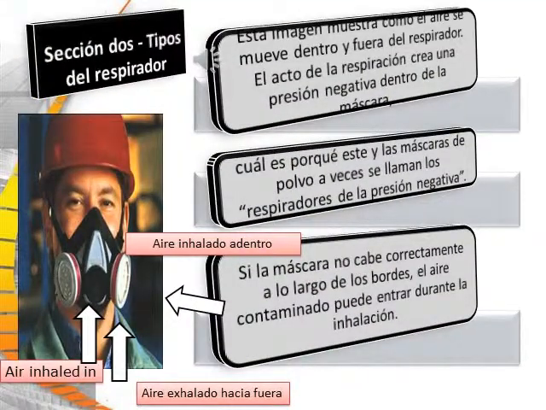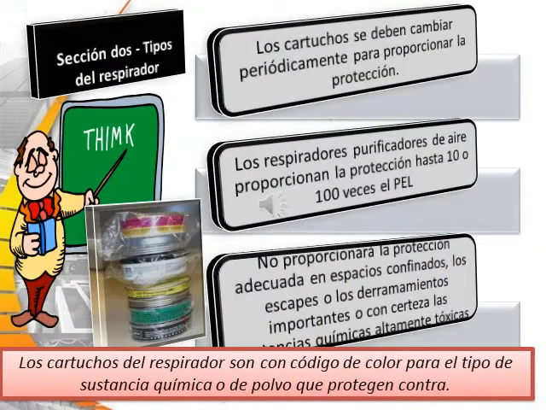This picture shows air moving in and out of the respirator. The active breathing creates a negative pressure inside the mask, which is why these and dust masks are sometimes called negative pressure respirators. If the mask does not fit properly along the edges, contaminated air can enter during inhalation. Cartridges must be changed periodically to provide protection.